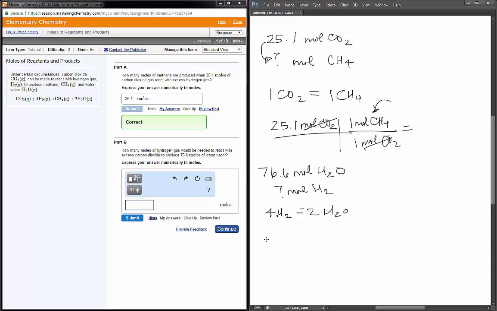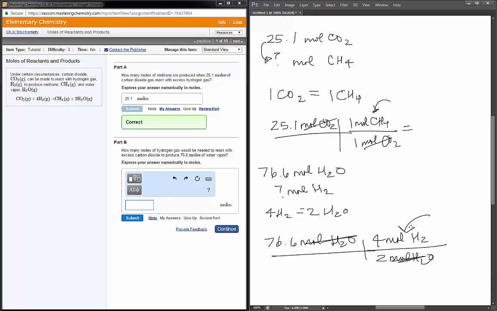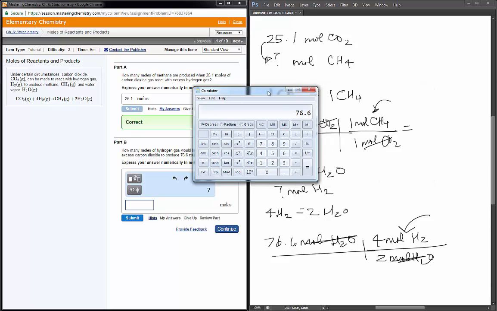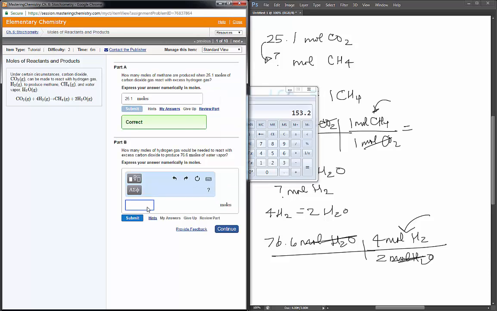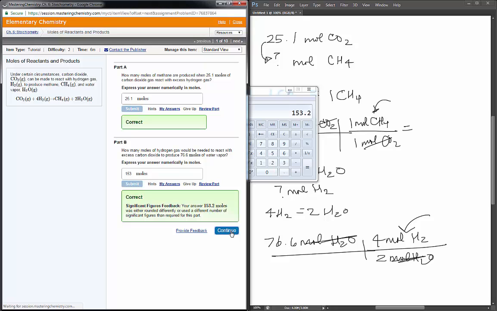So if I plug this into dimensional analysis, 76.6 moles of water divided by 2 moles of water for every 4 moles of H2, then my moles of water cancel, and I'm left with moles of H2, which is what they asked for. So if I plug this into the calculator, 76.6 times 4 divided by 2, and I get 153.2 moles, just like that.